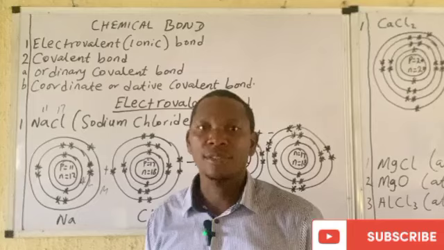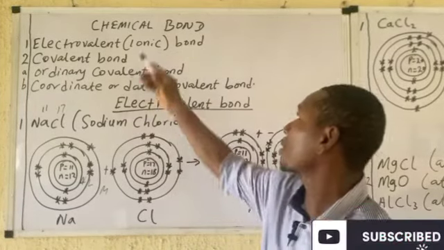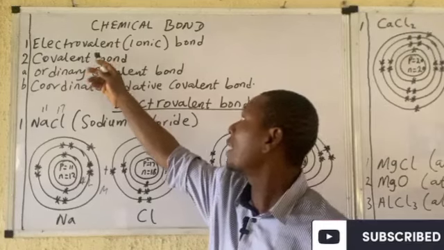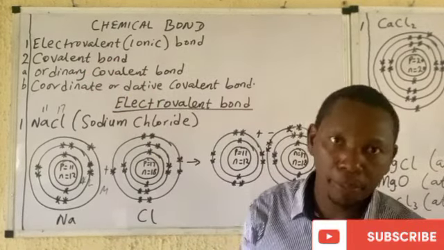Welcome to Science Access. In today's class, we are going to be talking about the chemical bond. And in particular, we are going to discuss the electrovalent or ionic bond.